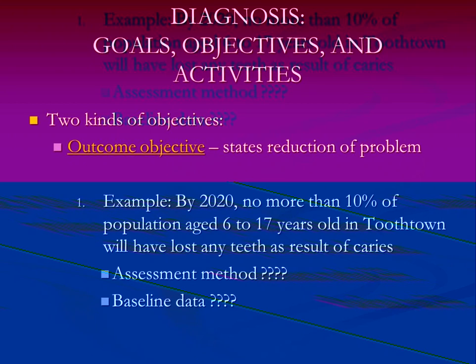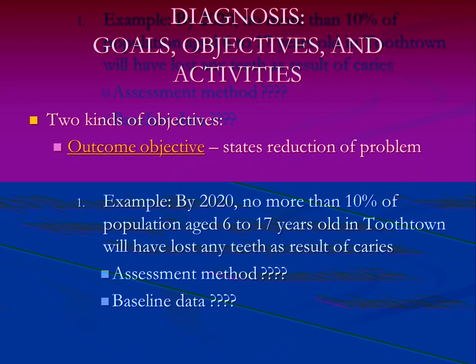So basically, we want a very small segment of the population that is going to be having teeth extracted or lost because of carious reasons. When you have an objective written like this, you can start thinking about how you're going to assess it at the end of your program. And you can also make an assumption of what your baseline data told us. What was the baseline data?